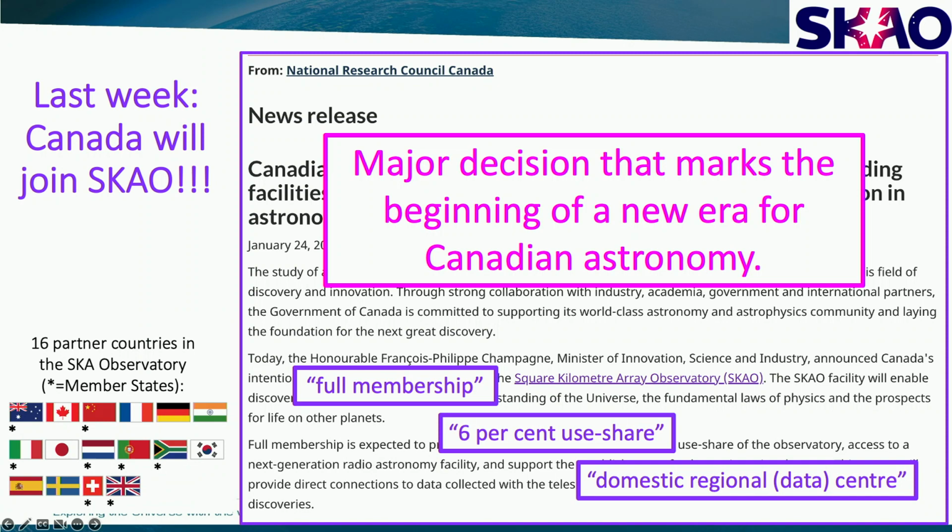So I've told my astro friends that I'm using more exclamation marks than any self-respecting human being should use, and I will continue to do so because this is super exciting.